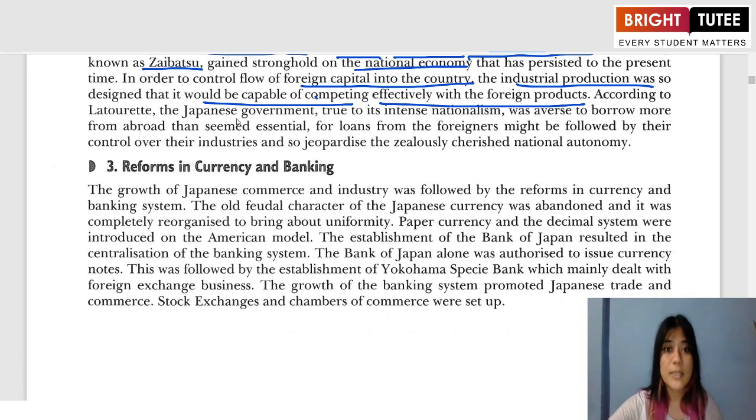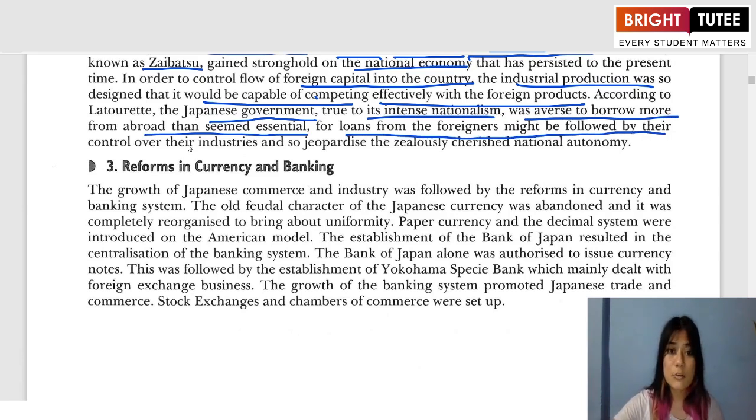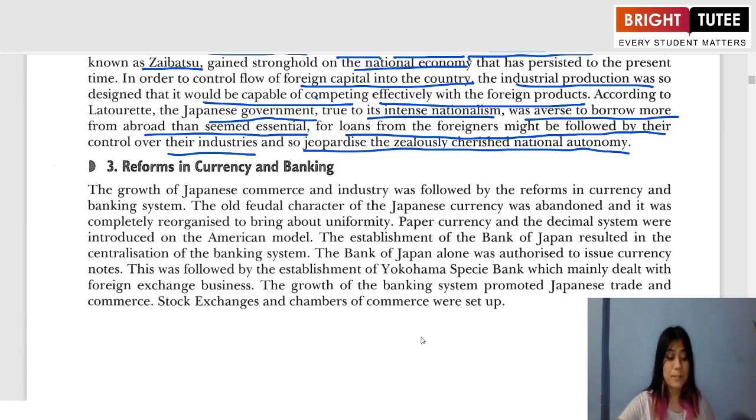According to Latourette, the Japanese government, true to its intense nationalism, was averse to borrowing more from abroad than seemed essential, for loans from the foreigners might be followed by control over the industries and could jeopardize the jealously cherished national autonomy. So this kind of measures to control the regulation of foreign goods and products into Japan was done so that the foreign powers entering into Japan did not have more leverage or more power to exercise an influence over Japan.